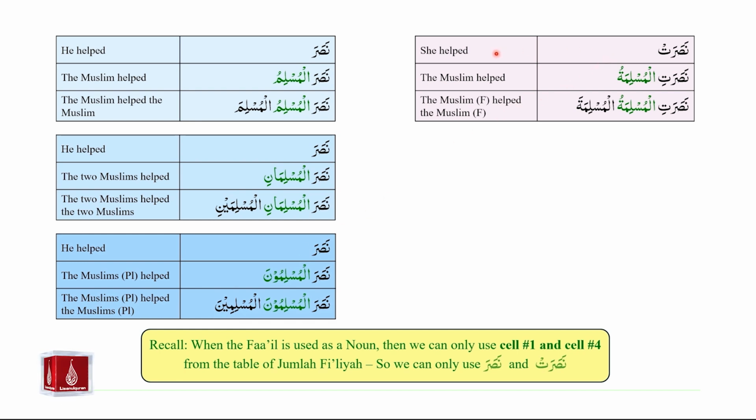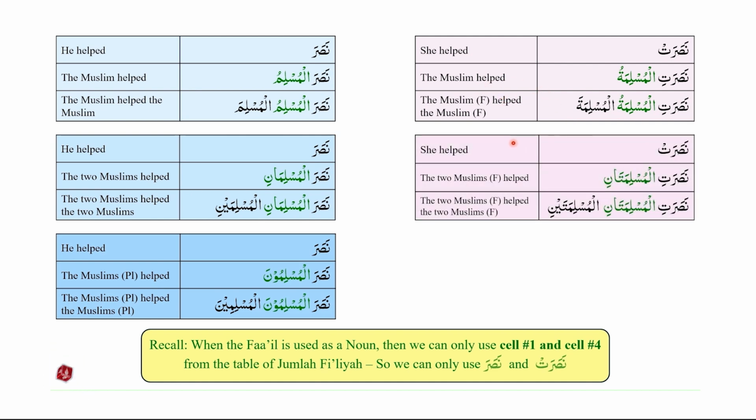Nasarat, she helped. Nasarat al-Muslimatu, which will be read as Nasaratil Muslimatu, the Muslim helped, referring to the feminine Muslim. Nasaratil Muslimatul Muslimata. In this example, al-Muslimatu is fa'il, al-Muslimata is maf'ul. The Muslim helped the Muslim.